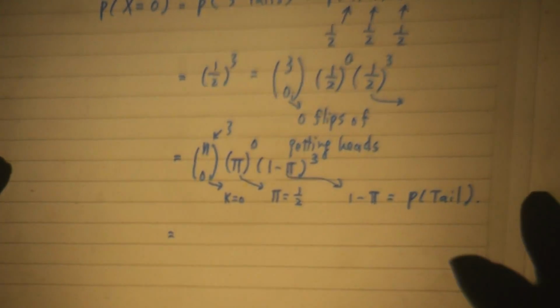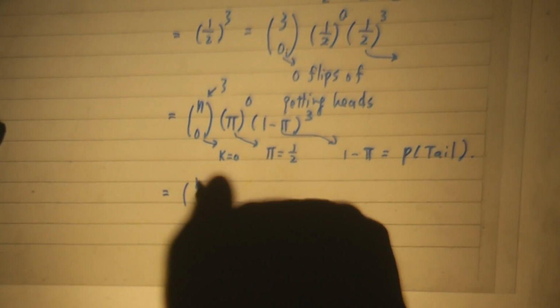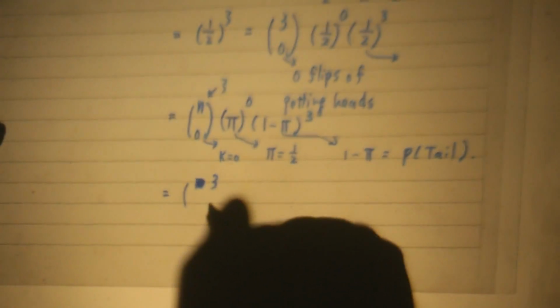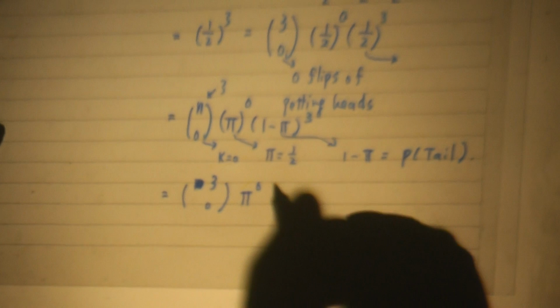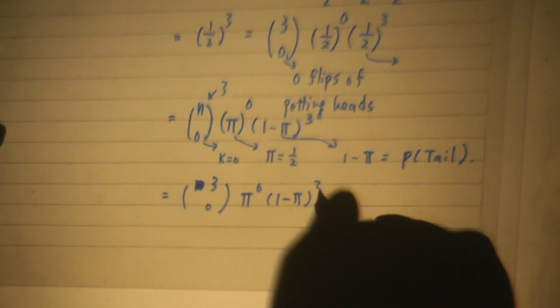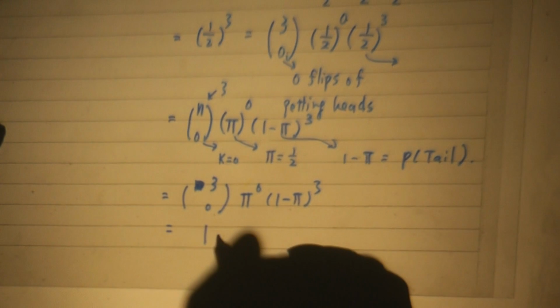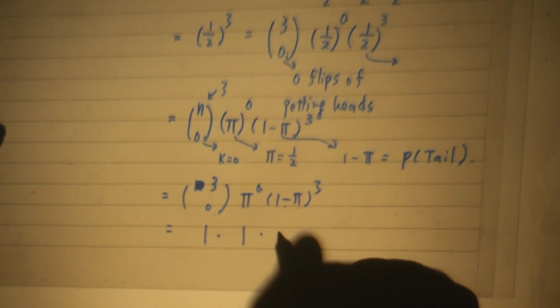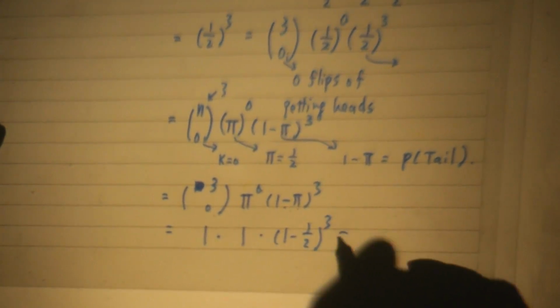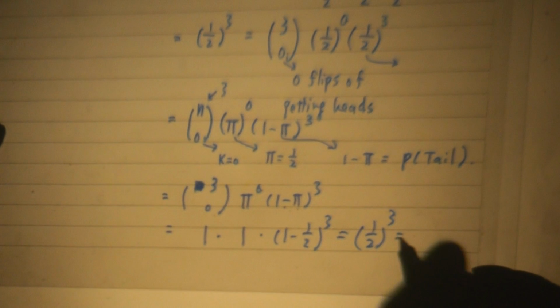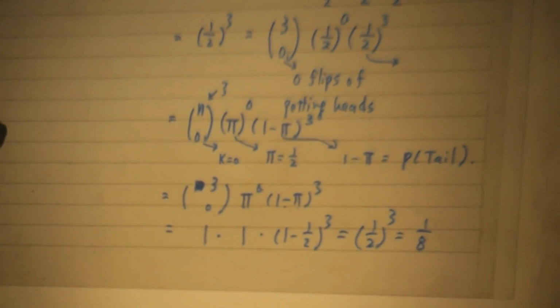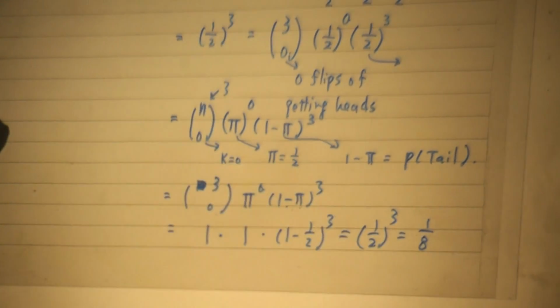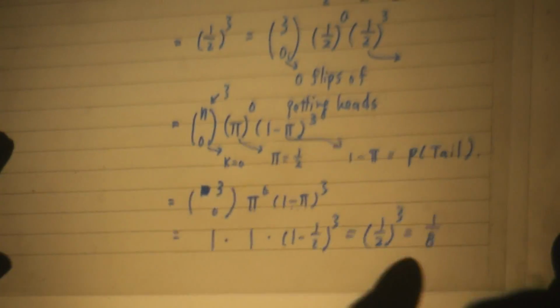So let's look at here. n choose 0, n is 3, 3 choose 0. Pi to the power 0, 1 minus pi to the power 3. 3 choose 0 is just 1. Pi to the power 0 is 1. 1 minus pi to the power 3. Pi is 1 over 2, so that is 1 over 2 to the power 3, which is 1 over 8. Okay? That's exactly what we expect to see here. Now, let's do one more so you can become familiar with the formula.